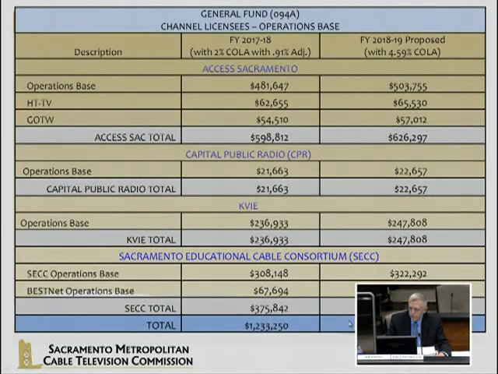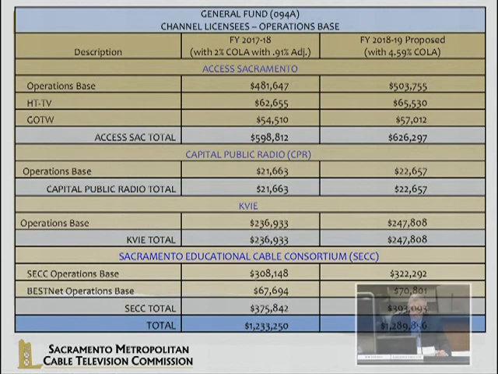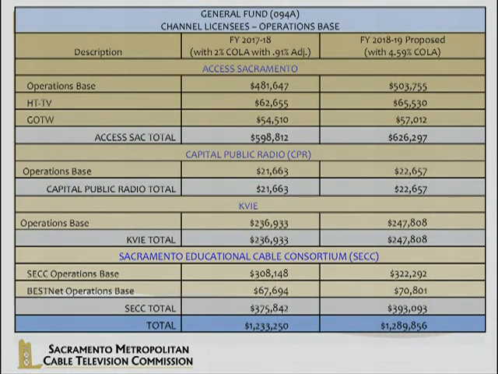So this brings the exhibit that shows the funding base for the channel licensees. And basically this shows the last year's amount, and then this year's amount with a 4.59% applied. Won't go through the numbers individually, but that shows that the total funding support for the channel licensees base is $1.29 million for this year.